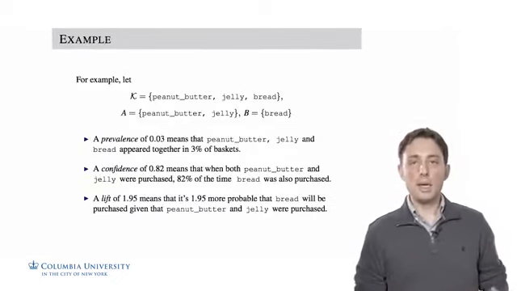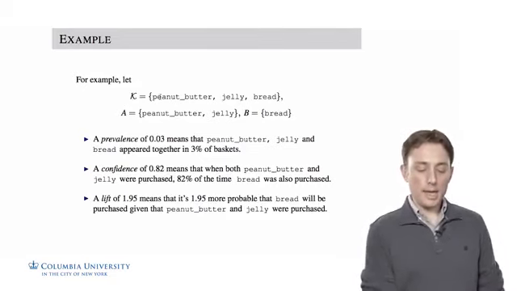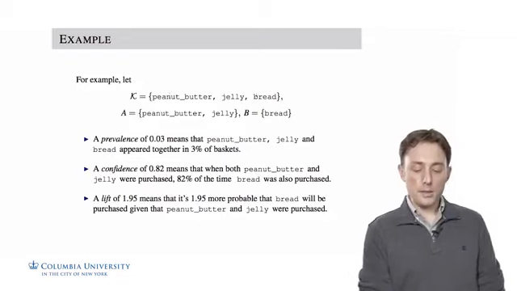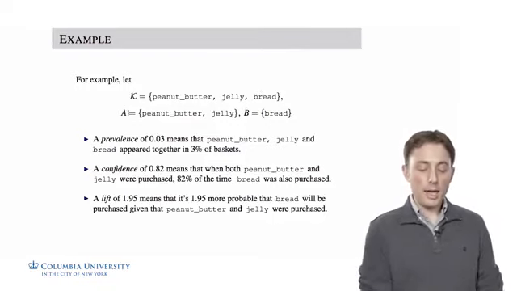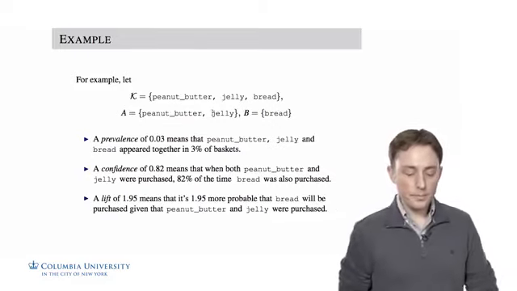So let's look at a simple intuitive example where we define K to be the set of 3 objects: peanut butter, jelly, and bread. So K has 3 items in it, peanut butter, jelly, and bread. Then we partition this so that A is peanut butter and jelly, and B is bread. So A and B do not share any items, and the union of A and B is equal to K. So this is the partition of K, A, and B.